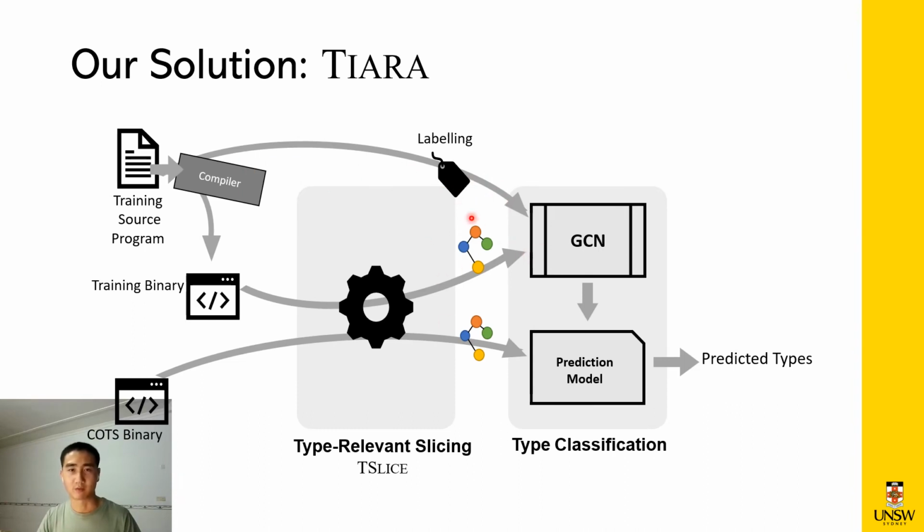The sliced program, as well as the label, would be fed to the graph convolution network, and it will get trained and generate a prediction model. So with a pre-trained prediction model, we can predict the type of addresses in a new binary. Given an address and a binary, we let it go through the slicing again, and the sliced graph is fed into the prediction model, and we can get the predicted type of the addresses.